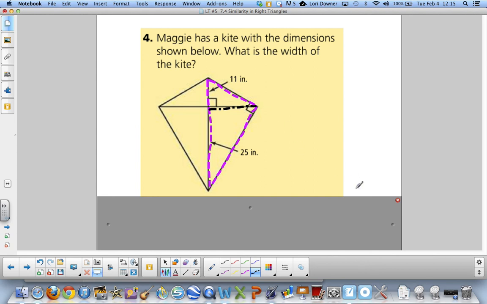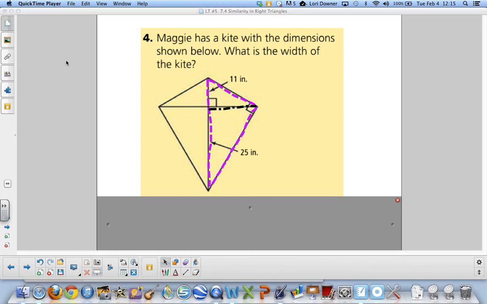So this is a problem that uses one of those corollaries. I want you to answer this question, and then put your answer at the end of this movie. And that is the end of this movie.